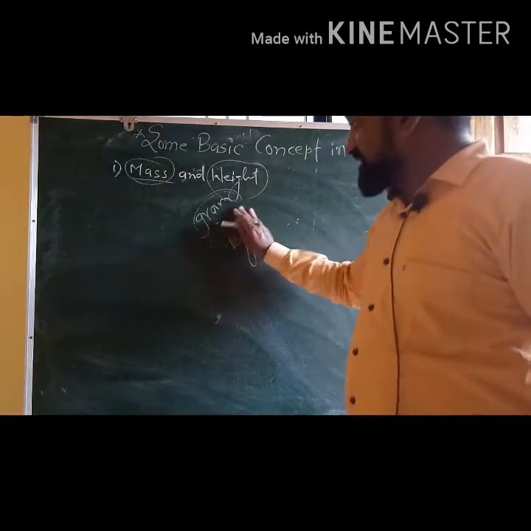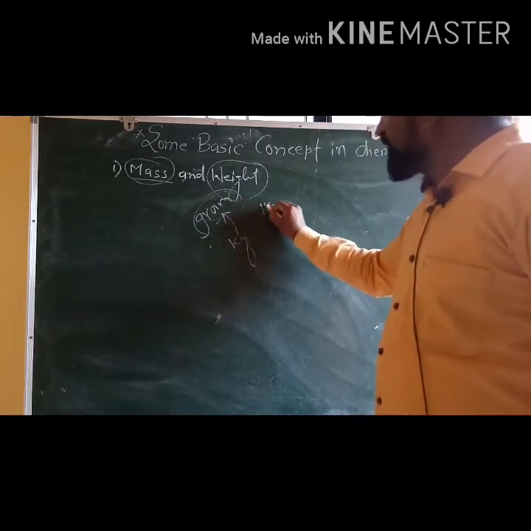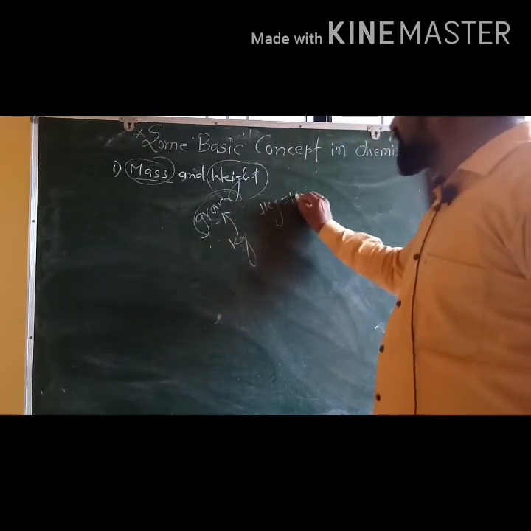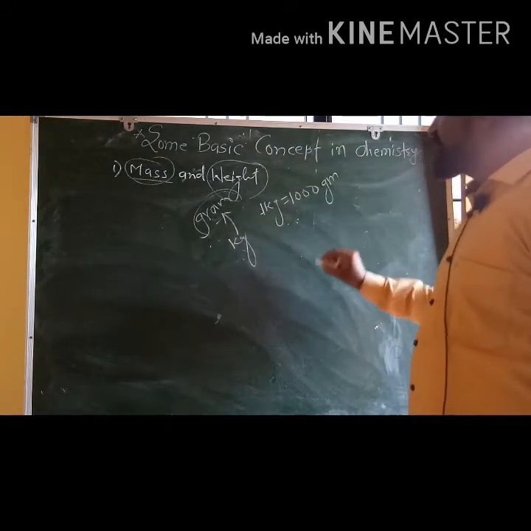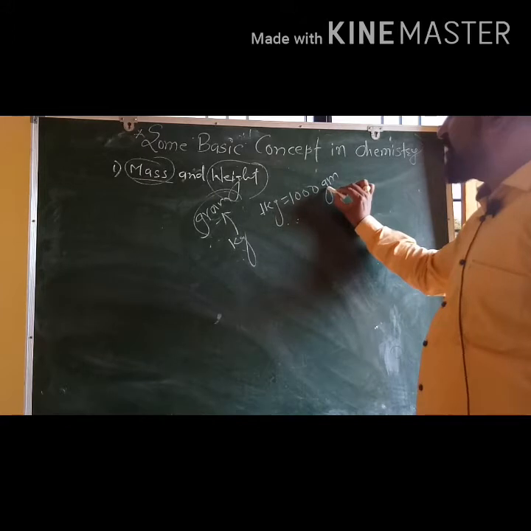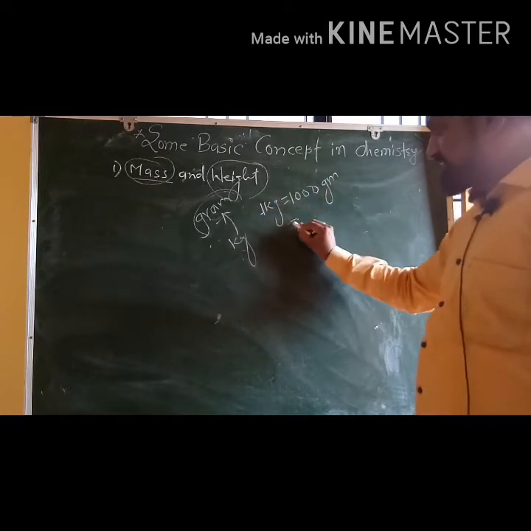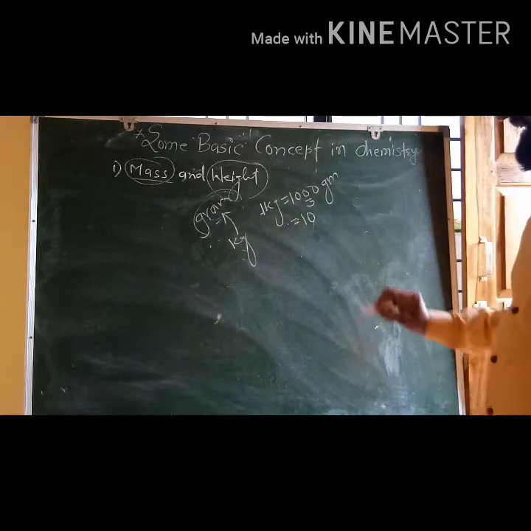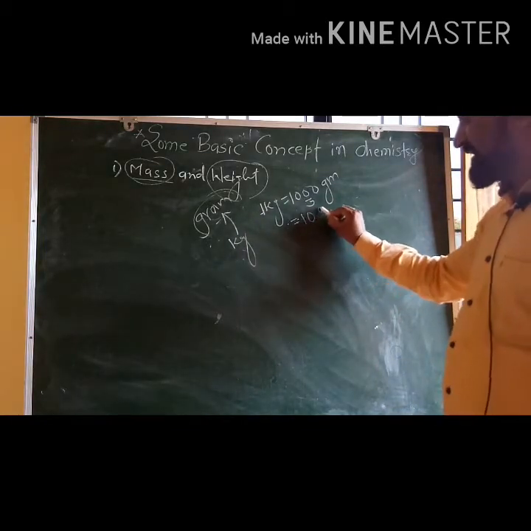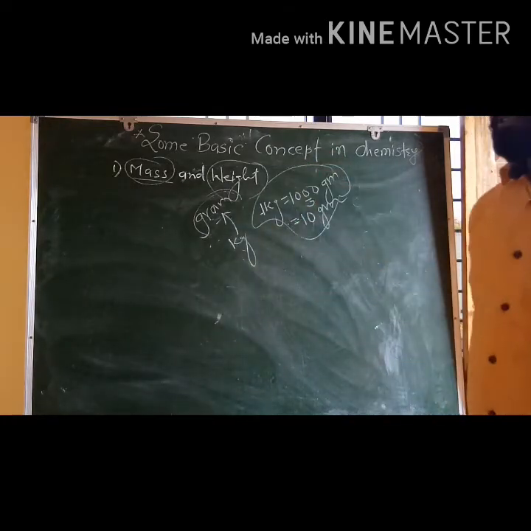There is a well-known relationship between kilogram and gram. We know 1 kilogram is equal to 1000 gram. Gram you can express in terms of simply g or gm. 1 kilogram is equal to 1000 gram, which is nothing but 10 to the power 3 gram. So this is the relationship between the kilogram and gram.